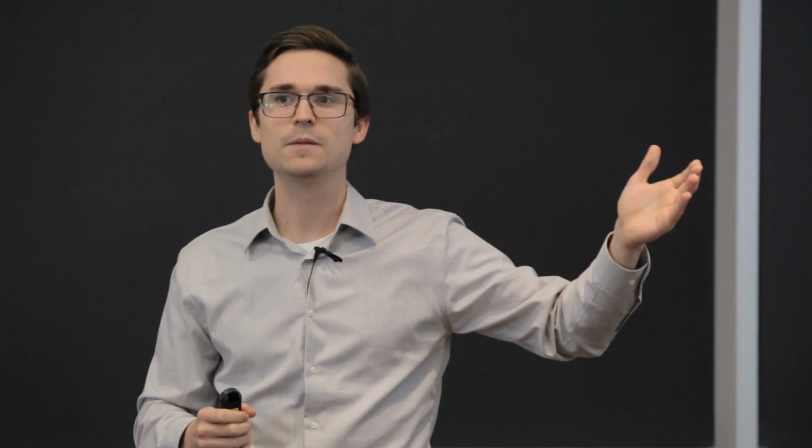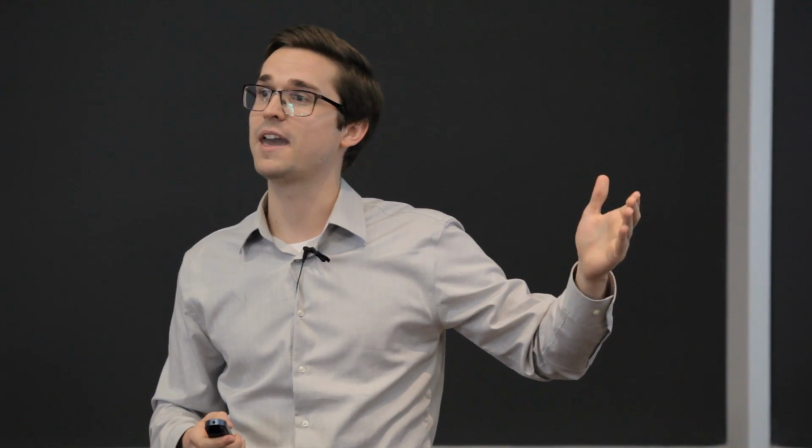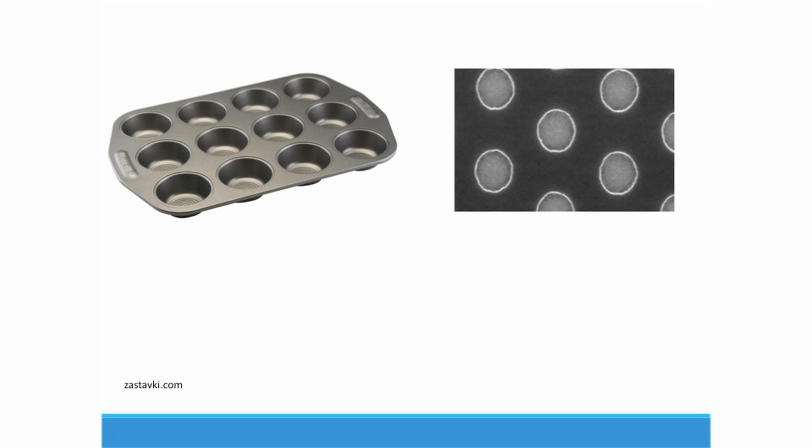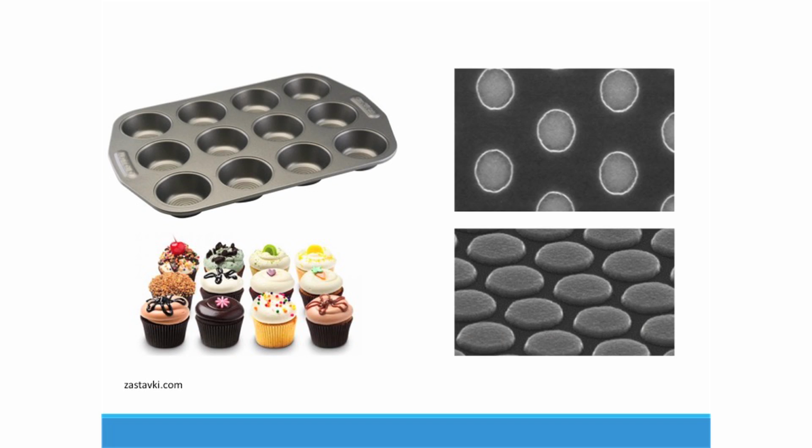Now, once I've actually made my cupcake pan, if I was a baker, I would go ahead and fill these cupcake pans with some sort of batter. But in this case, I have a cupcake pan with tiny holes that are 1,000 times smaller than the width of a human hair. So instead of filling them with batter and making lovely cupcakes, I'm going to fill them with metal. And what I get are these lovely metallic cupcakes that are 1,000 times smaller than the width of a human hair. Now, this is only the first step.